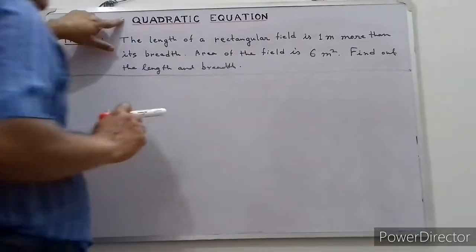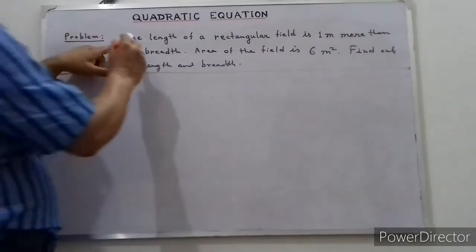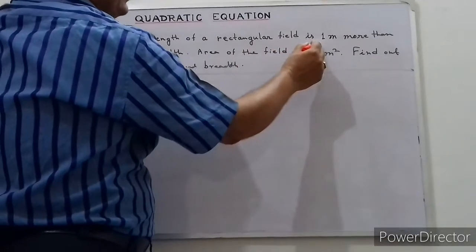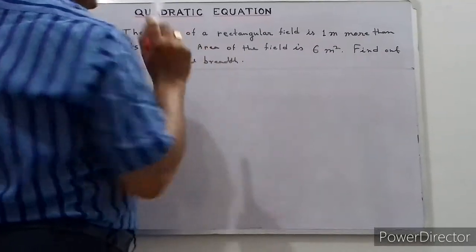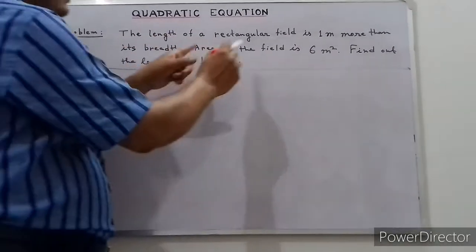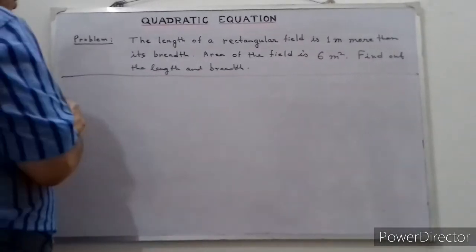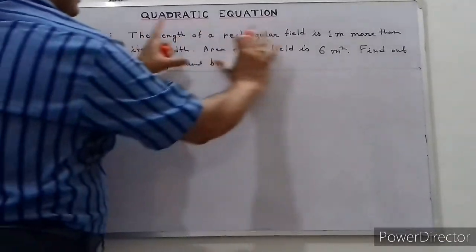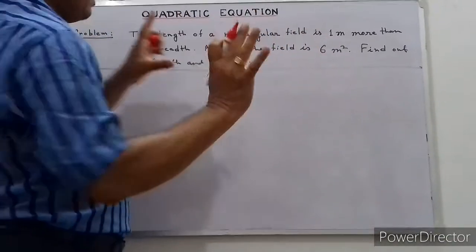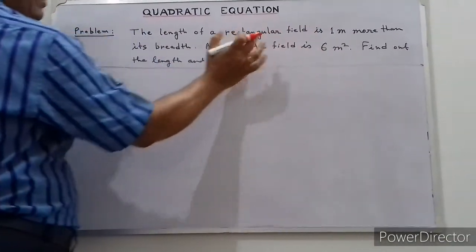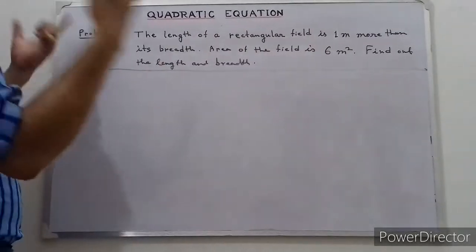Let us take an example. The length of a rectangular field is 1 meter more than its breadth. The area of the field is 6 square meter. Find out the length and breadth. As the problem is very simply stated, the breadth is less and the length is more.